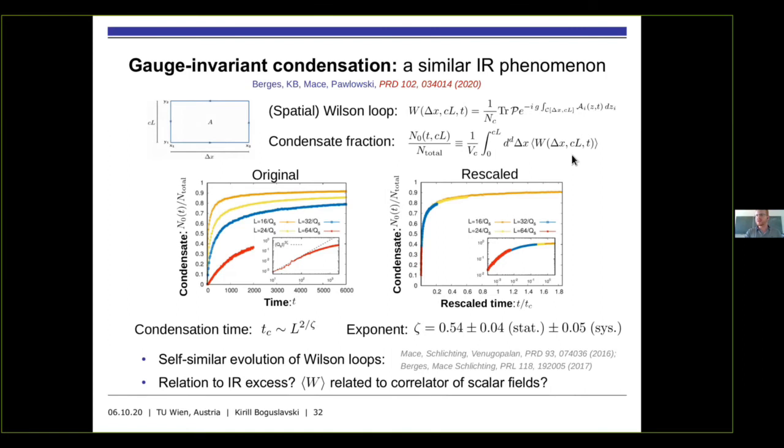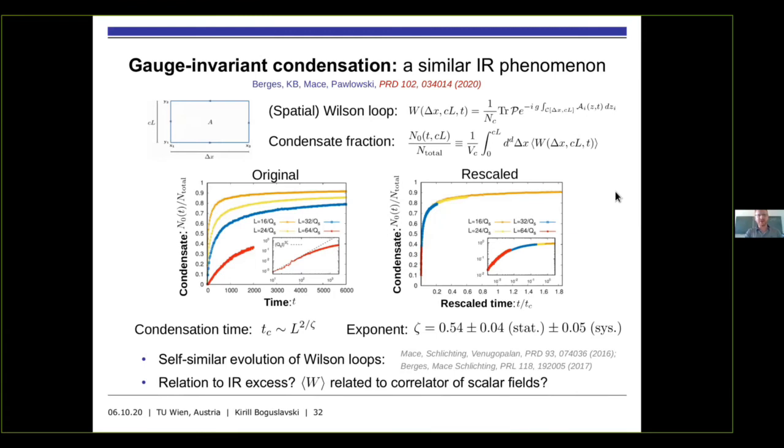But what is interesting is that you can go into a specific gauge, and you can understand that those Polyakov loops look like e to the i times some scalar field. So you can get a scalar field out of that, and you can even make the connection between the scalar field and the A3, for instance, gauge field. So this condensate fraction is actually connected to a correlation function between Polyakov loops and also between scalar fields in some gauge.